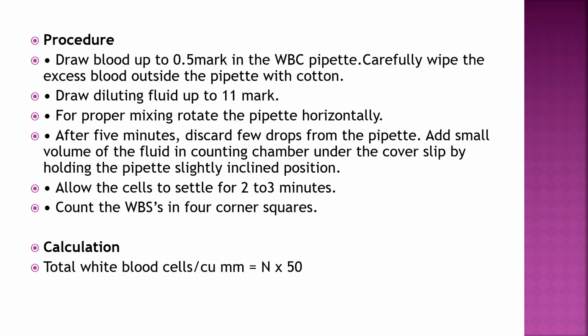Procedure in short: take blood up to the 0.5 mark in the WBC pipette, then dilute it with WBC diluting fluid up to the 11 mark, mix, wait for a few minutes, then load the chamber and count the WBCs in the 4 corners of the WBC area of the Neubauer's chamber. Then do the calculation by the formula: total WBC count is equal to n into 50.